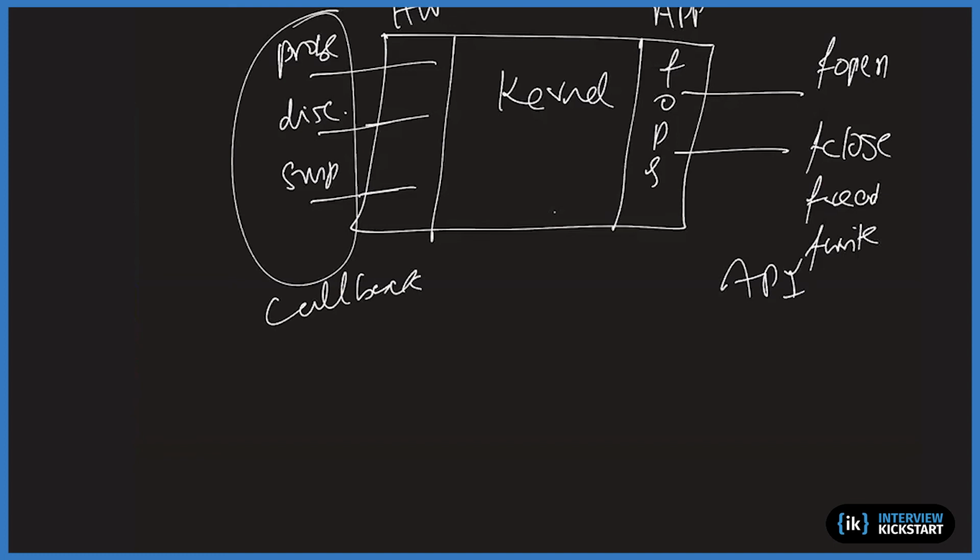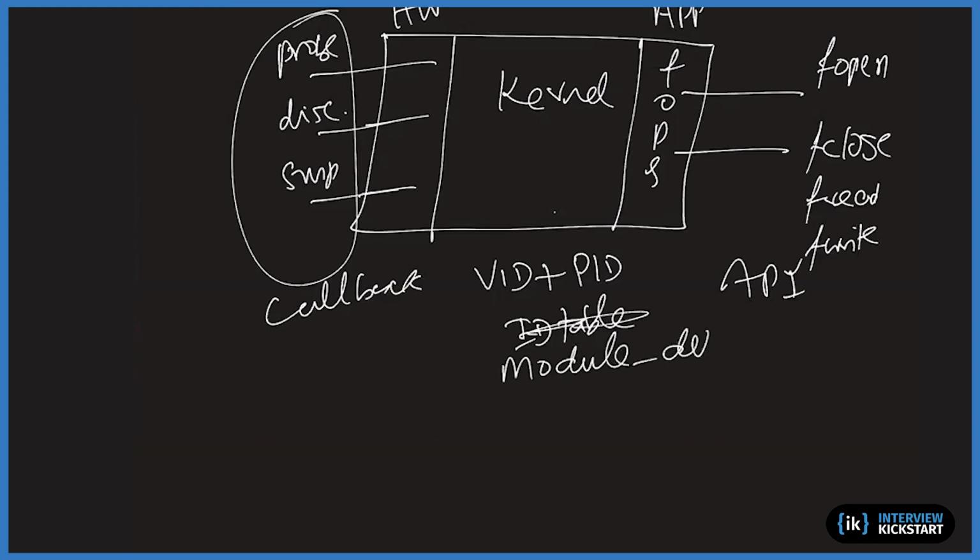Okay, this mapping is done based on the particular vendor ID plus product ID, so the ID table basically. This is the one which maps the low-level hardware operations done by the driver to the application. Actually, it's not the ID table, it's called the module device table, I think. It will have a device pattern and all.